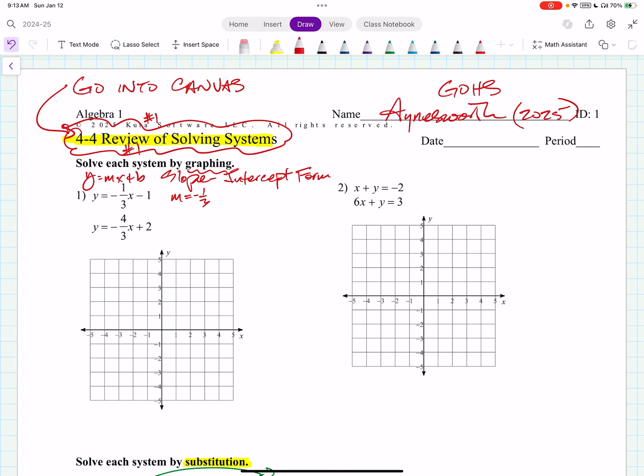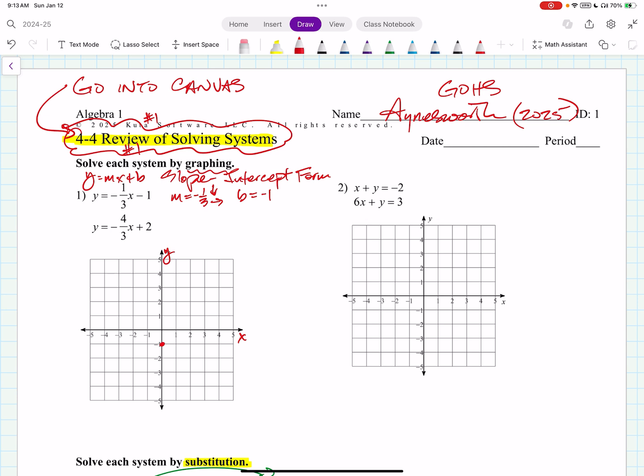And as you guys know, that's rise divided by run. So we're going to go down 1, right 3 from the y-intercept. The y-intercept is negative 1. So we're going to start at negative 1 on the y-axis. Now the vertical axis is the y-axis here. Notice it's labeled y. The horizontal axis is x. That's the x-axis. So we're going to start at negative 1.